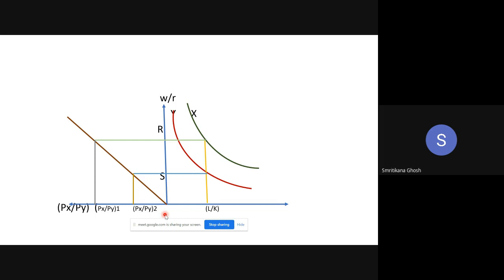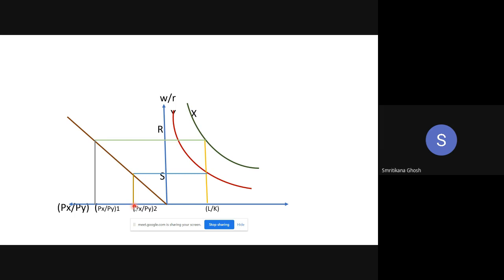This is the importance of this price range. It may be the autarky price, it may be the international terms of trade, whatever it is, if either of these or both are within this range, then the country will produce both commodities. Fine. So this is the background. Now, given this background, till now we have not discussed the overlapping zone. There is no overlapping zone.